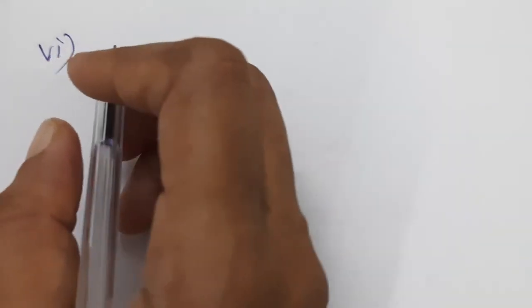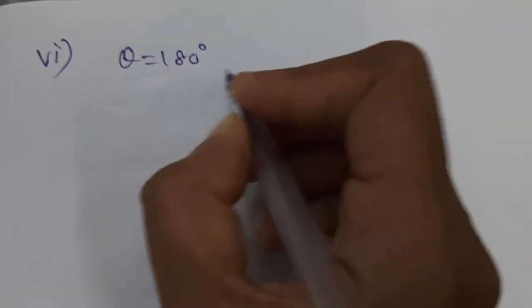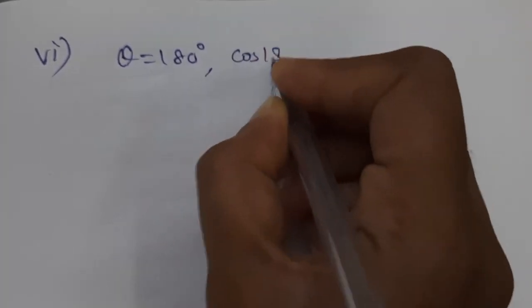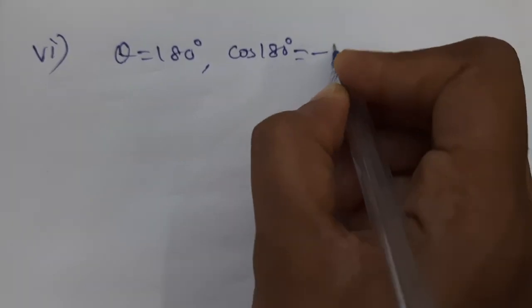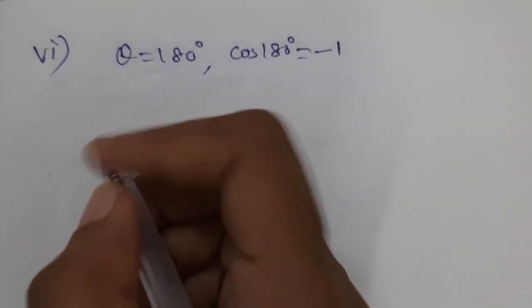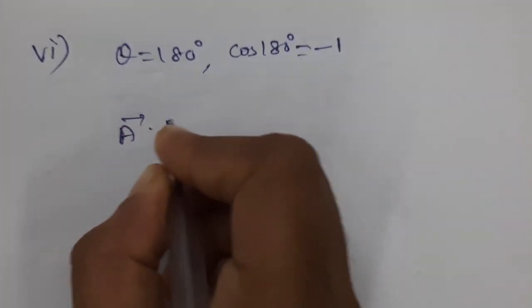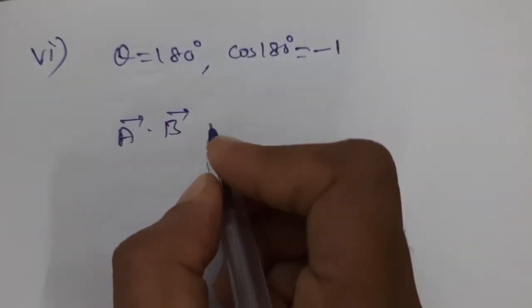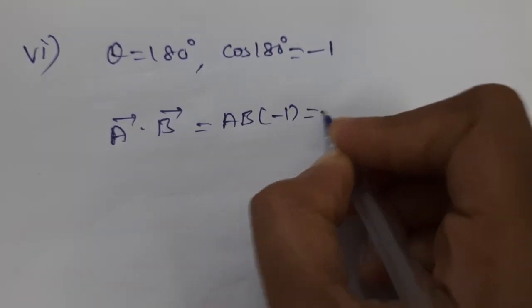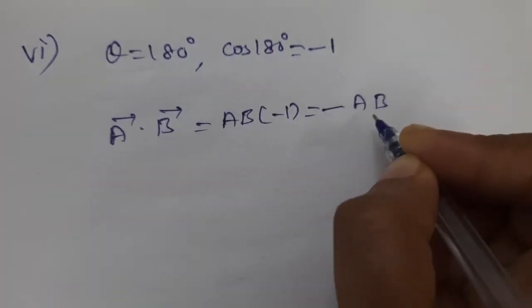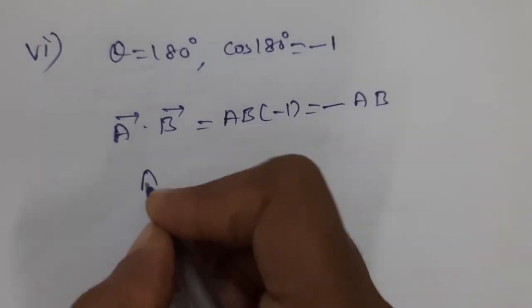Next point. Suppose theta equal to 180 degree. What is cos 180 degree? Cos 180 degree is minus 1. So the scalar product A dot B is equal to AB into minus 1, that is equal to minus AB. So we can call this the minimum value.